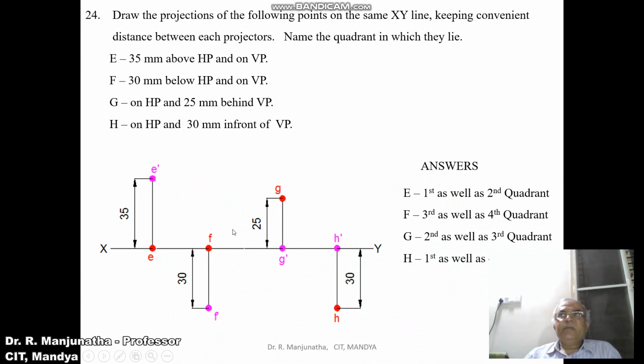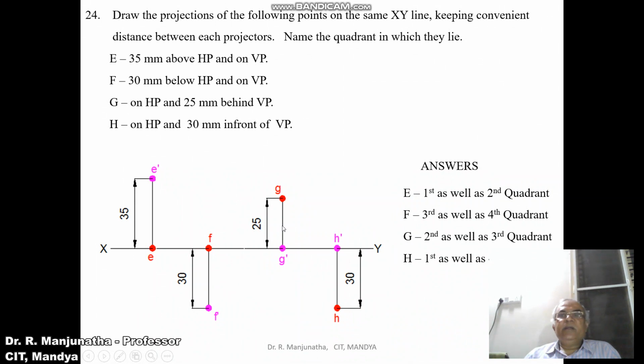Behind VP will always come above the XY line. So you take any convenient distance and draw one more vertical projector. From here you measure 25 mm and mark this point as G, because behind VP means the top view. So you'll get small g. And then on HP is the front view. It will be on the XY line. You mark this point as G dash.